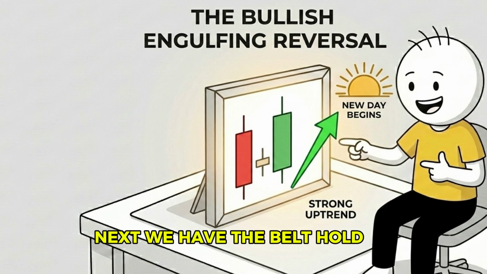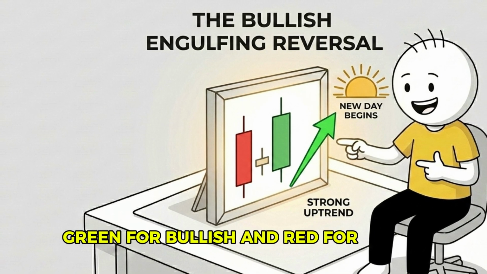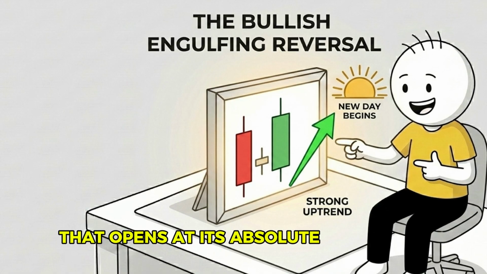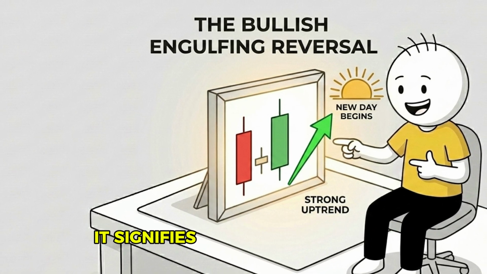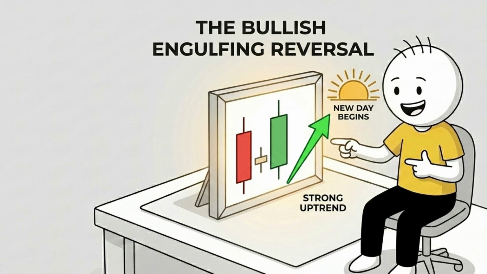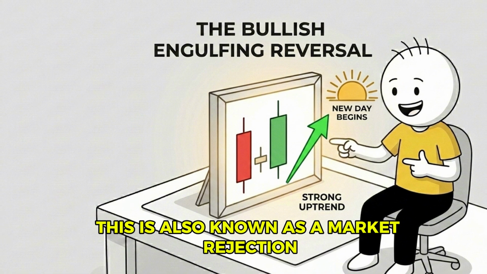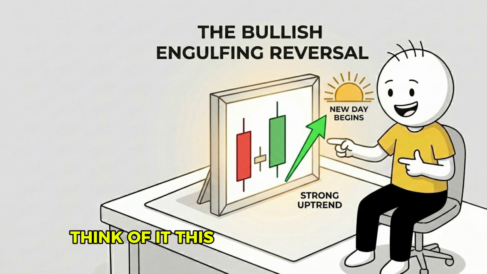Next we have the belt hold line. This is a simple long candlestick, green for bullish and red for bearish, that opens at its absolute high or low and closes near the opposite end of its range. It signifies a potential reversal, especially when it appears after a long trend. This is also known as a market rejection, often accompanied by a large wick.